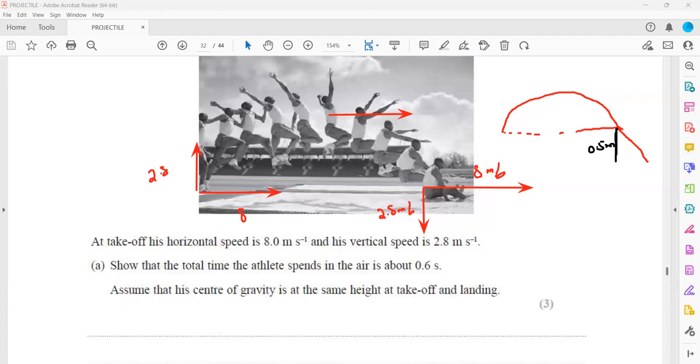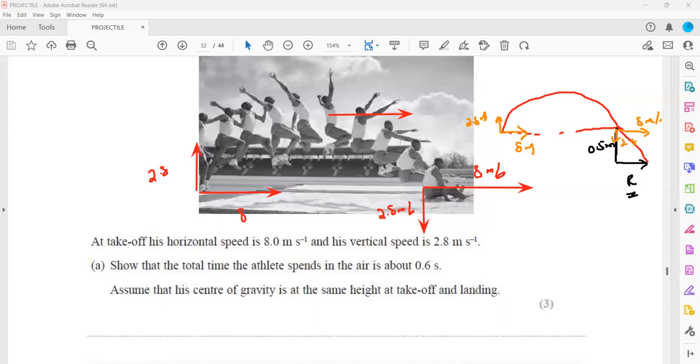After finding the time it will take to fall this 0.5 meters, we will work out the extra distance he covered, like this range. We can find it because we already know the horizontal component is 8 and the vertical component is 2.8 meters per second. At this point, the horizontal component is 8 and the vertical component is 2.8 as well.